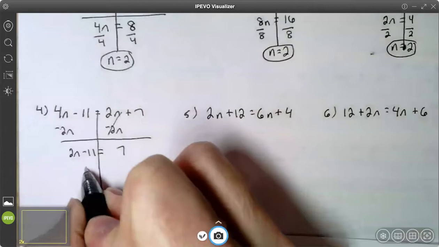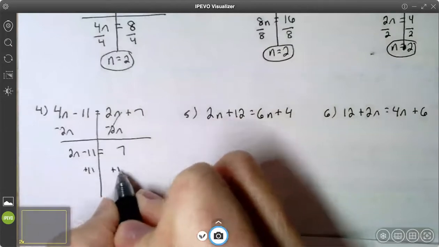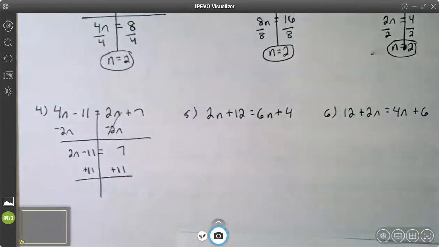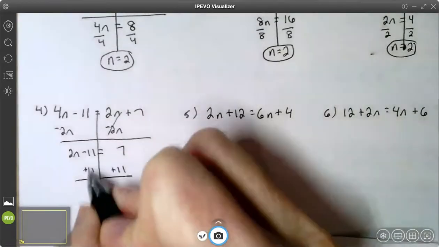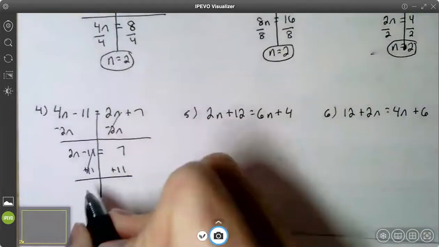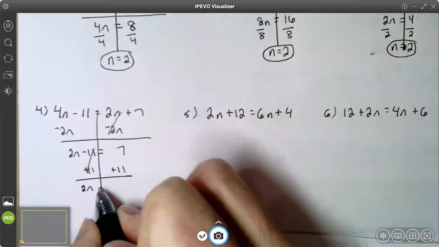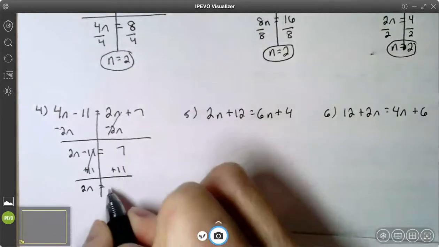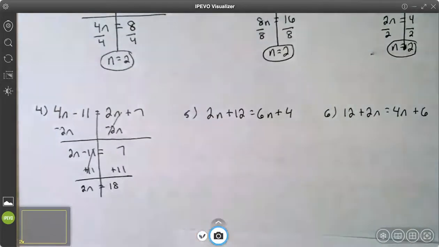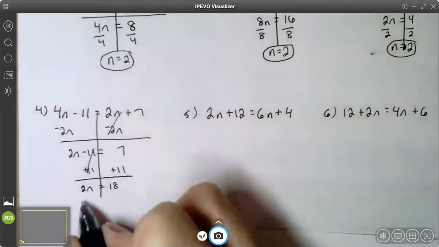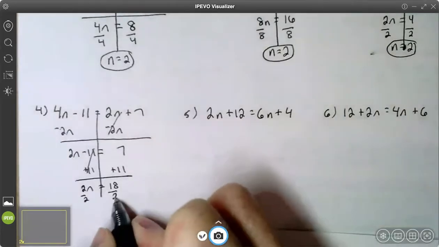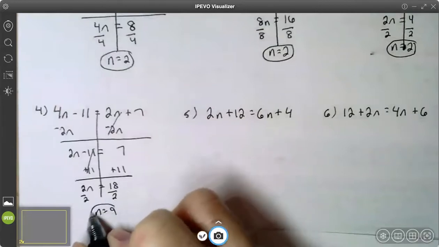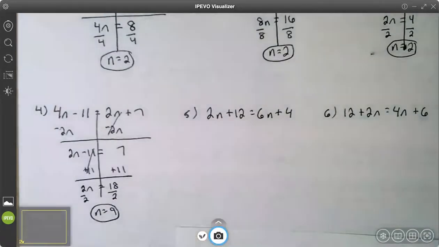To get rid of minus 11, I plus 11 to both sides. 11 minus 11, or negative 11 plus 11, cancels out and leaves me with 2n on the left. 7 plus 11 gives me 18 on the right. To get rid of times 2, I divide both sides by 2. And your answer is 9. Number 5.